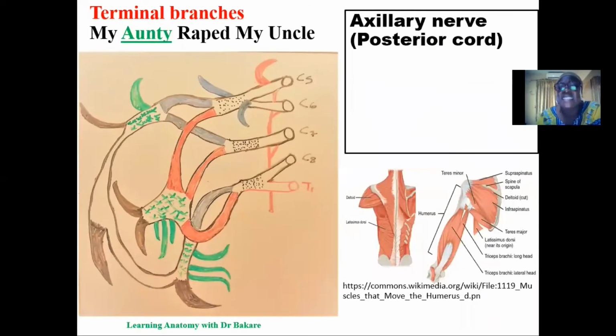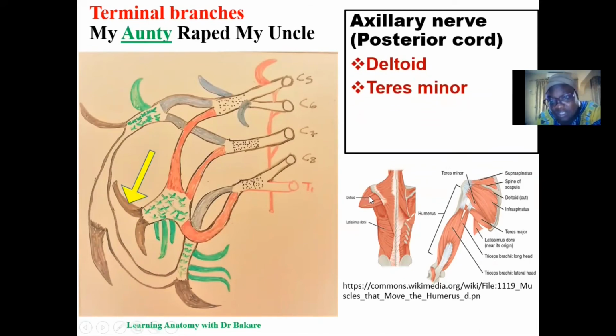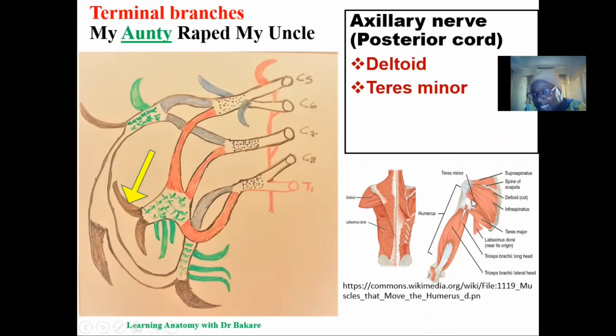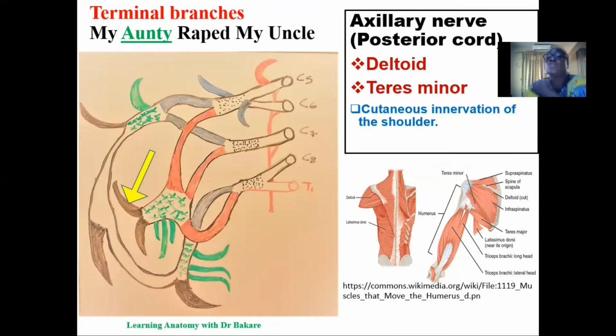Then going to the next nerve, the axillary nerve, which branches from the posterior cord of the brachial plexus. The axillary nerve supplies the deltoid muscle and also the teres minor muscle. This is the deltoid muscle, a triangular muscle seen around the shoulder. It forms the contoured pattern seen around the shoulder, and we have the teres minor muscle that extends from the lateral border of the scapula and is inserted into the greater tubercle of the humerus. Also, they supply the cutaneous innervation of the shoulder region.